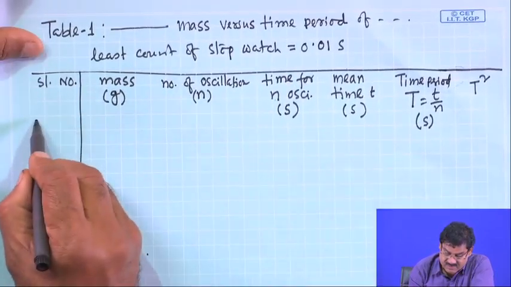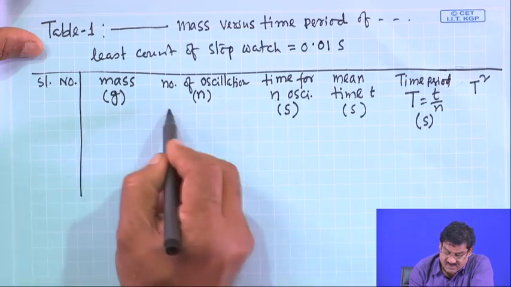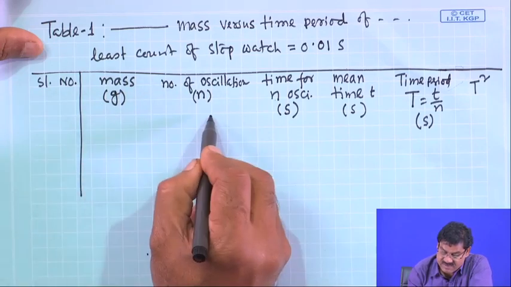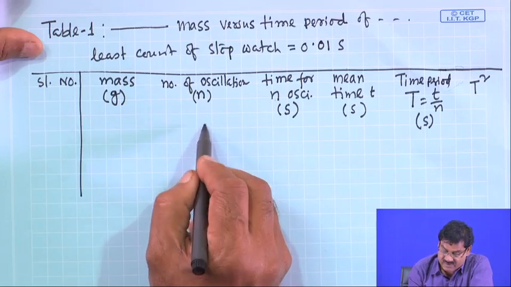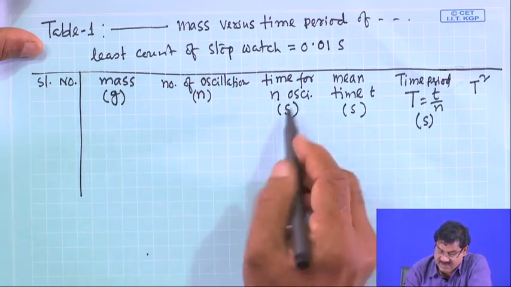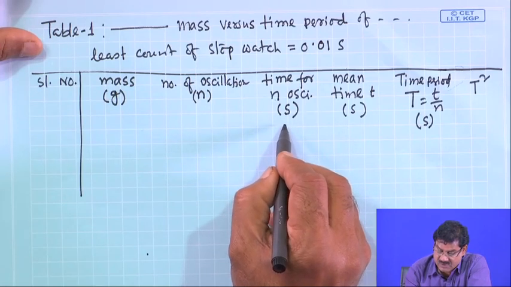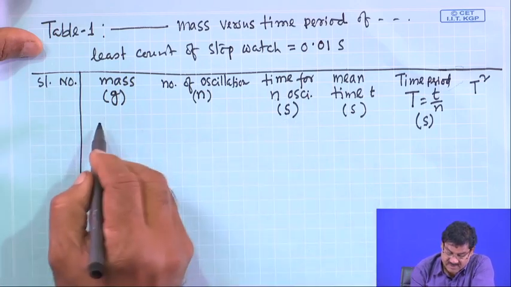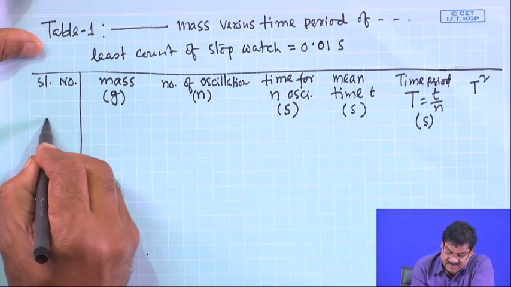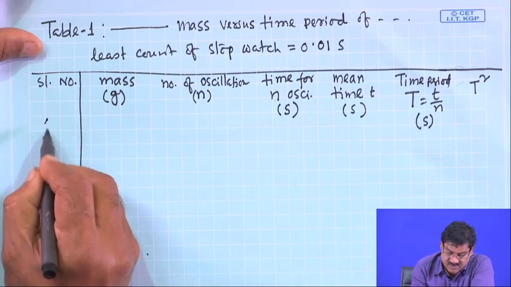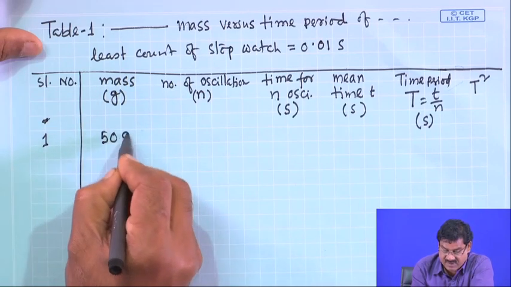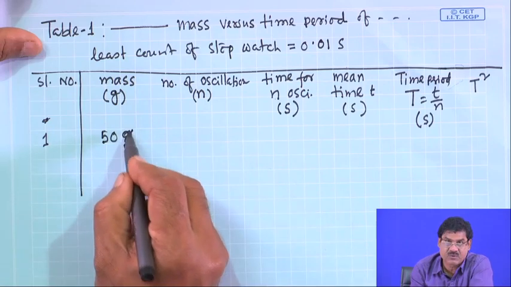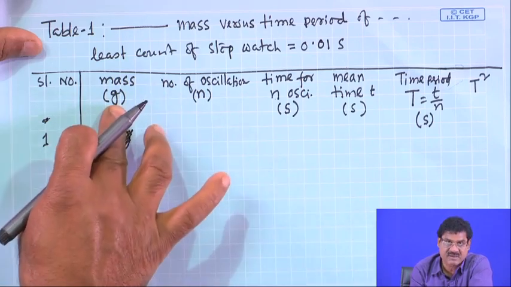Okay. So, for each mass I will take the number of oscillations. Say if I fix this one, then the time I have to measure. So, for a particular serial number, say 1, first for mass I will choose say 50 gram. Okay. Sorry, this gram you do not need to write because already I have mentioned it here.